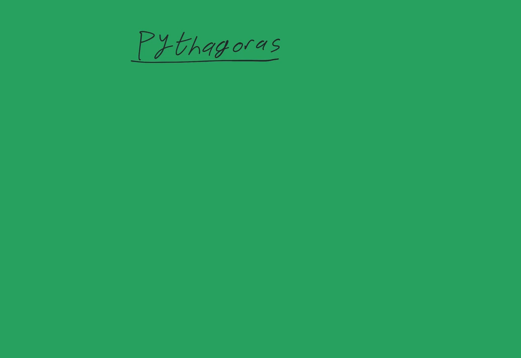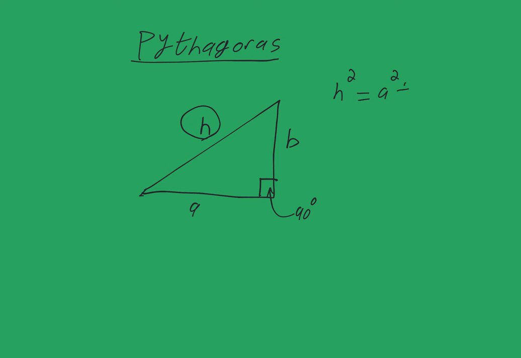Now, Pythagoras had this idea that if we had a right-angled triangle, which is basically just a triangle with a right angle, which is just a 90-degree angle. If we have a triangle like that, and we call this side A and this side B, then in every single triangle, this side H would be the longest, right? And we would get this formula. H squared is equal to A squared plus B squared.